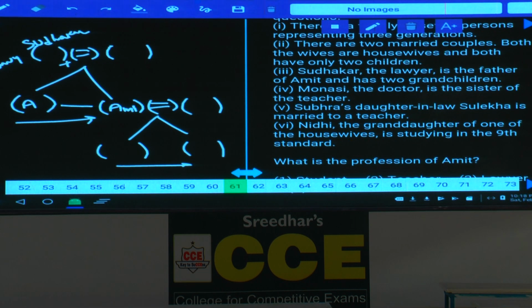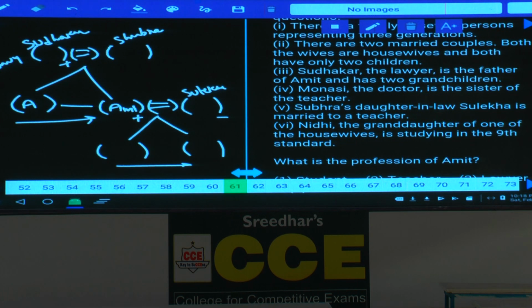Are you following this one or not? Because Subra is having a daughter-in-law. Hence, where should this Subra be? This Subra must be here. Are you following or not? Subra's daughter-in-law, who is that person? Sulekha. Now, Subra's daughter-in-law is Sulekha.